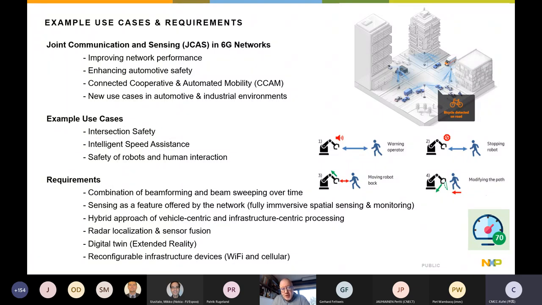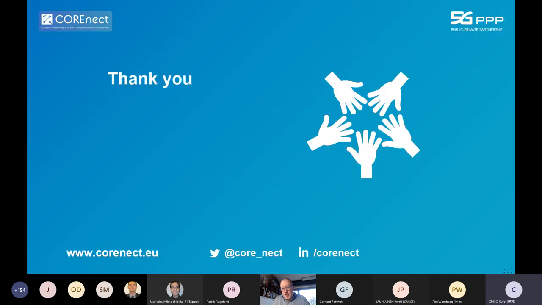Radar localization and sensor fusion come more and more to multiple sensors, different types of sensors combined together, and sensor fusion becomes more and more important to extract the right data in the right circumstances for the right decision making. Digital twins are, of course, an evolution which we cannot avoid. And then, of course, we need reconfigurable infrastructure devices, for example, for different Wi-Fi applications and for cellular. So that concludes my presentation. If there are any questions, I'm open to answer.